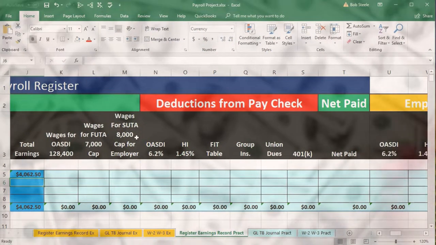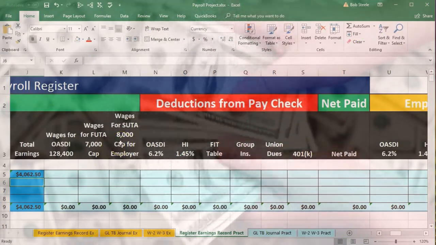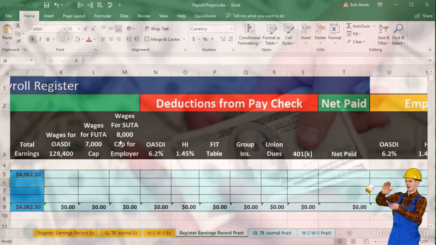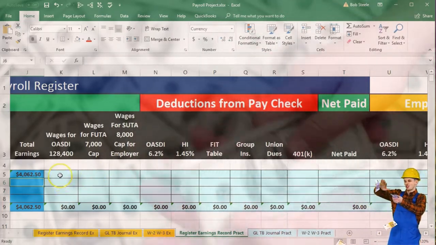The cap oftentimes will simulate the FUTA cap or be somewhat similar in nature in terms of the calculation. So we're going to say that there's an 8,000 SUTA cap. So for now, these will all be the same.